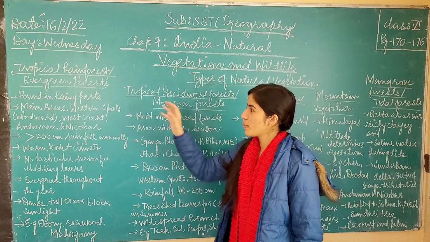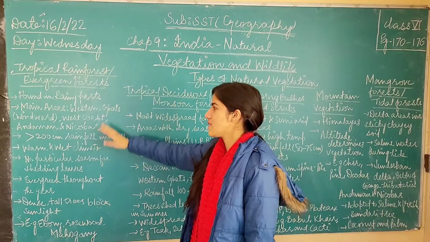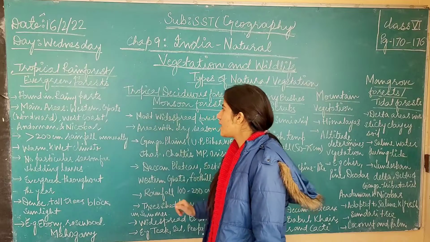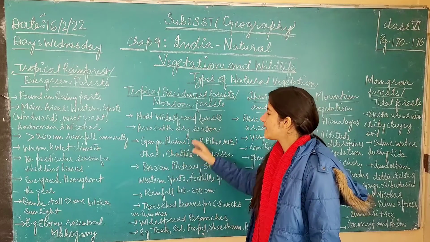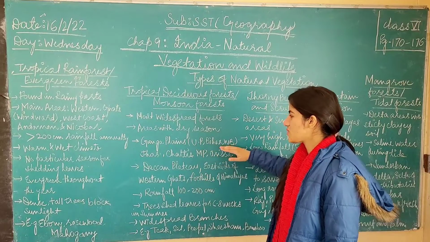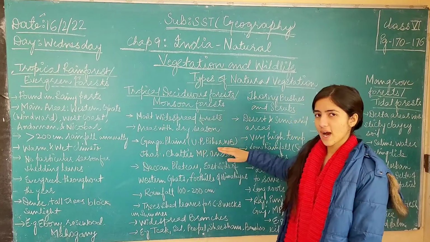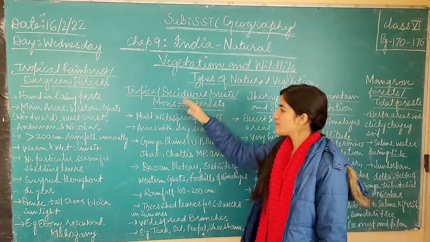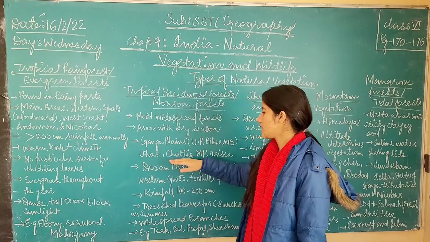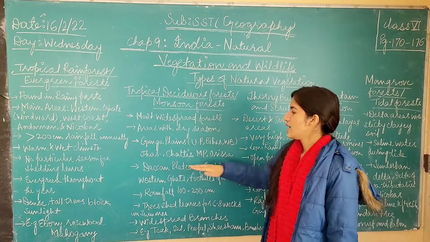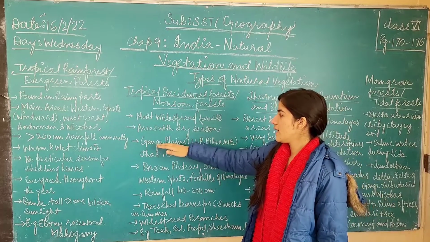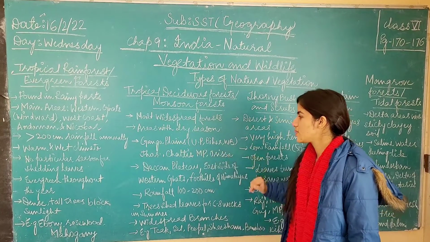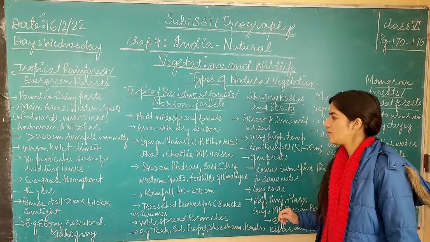It's not like tropical rainforests which are found in certain areas such as the Western Ghats, West Coast, Andaman and Nicobar. But these types of forests are found in a lot of areas, such as the Ganga Plains, which are in UP, Bihar and West Bengal. And these types of forests are also found in Jharkhand, Chhattisgarh, Madhya Pradesh and Odisha.